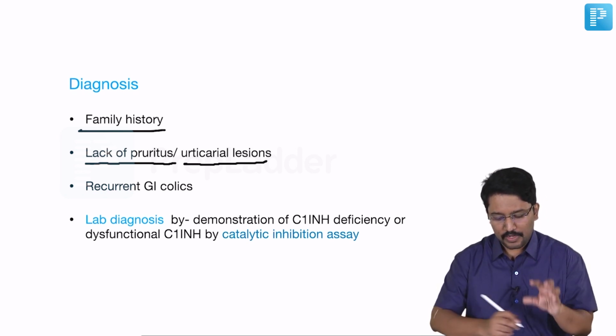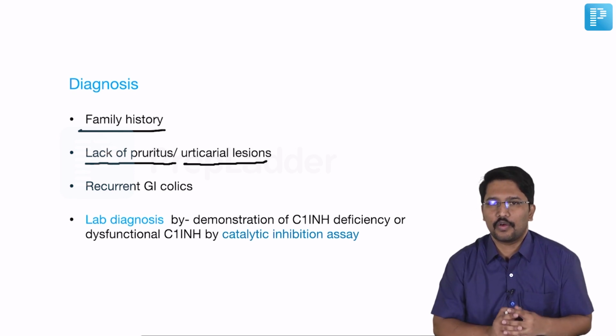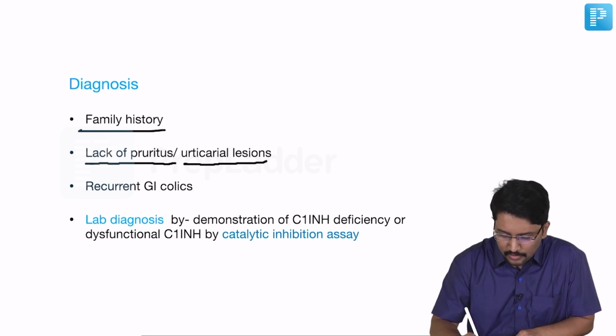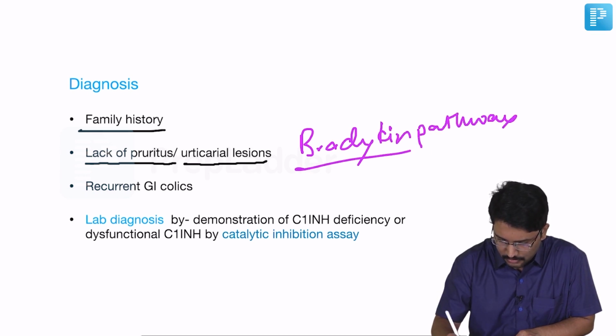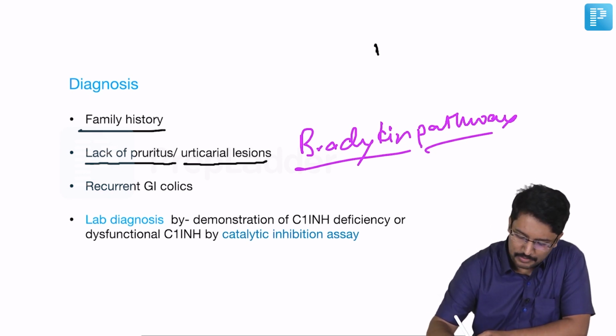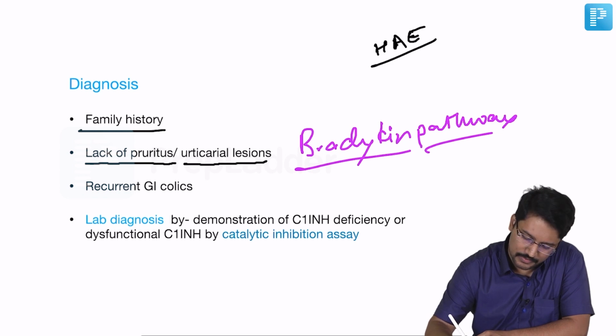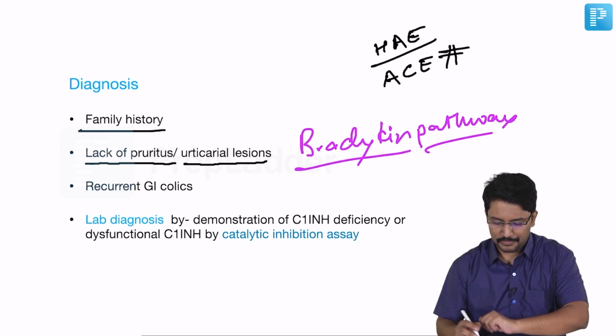The absence of pruritus or urticarial lesions is typical of angioedema caused by bradykinin pathway. So there are two conditions where the bradykinin pathway is involved in development of angioedema. The first one is hereditary angioedema and the second one is ACE inhibitor induced angioedema.